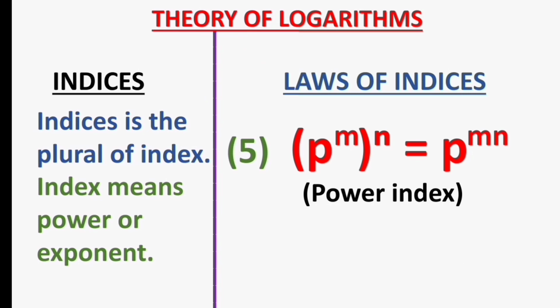The fifth law is the power index, which says when you have indices raised to power another power, we multiply the powers. In other words, p raised to the power m in bracket raised to the power n is equal to p raised to the power m times n, which is p raised to the power mn.